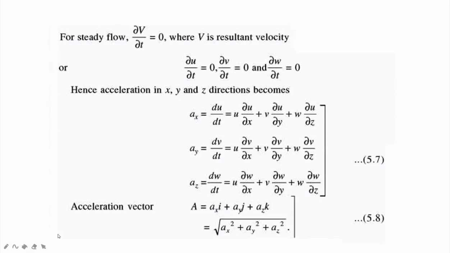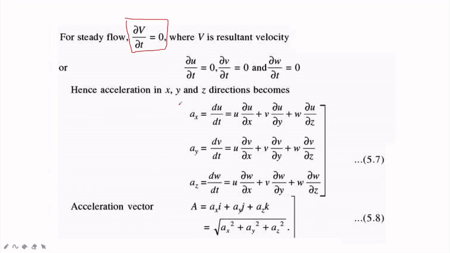For steady flow, what is steady flow? It will not change with time. The velocity parameters will not change with time. If it does not change with time, then dou v by dou t is what? 0. Then dou u by dou t is equal to 0, dou v by dou t is equal to 0, dou w by dou t is equal to 0.